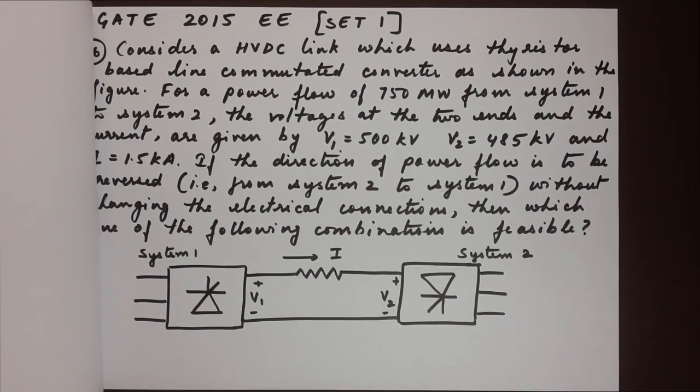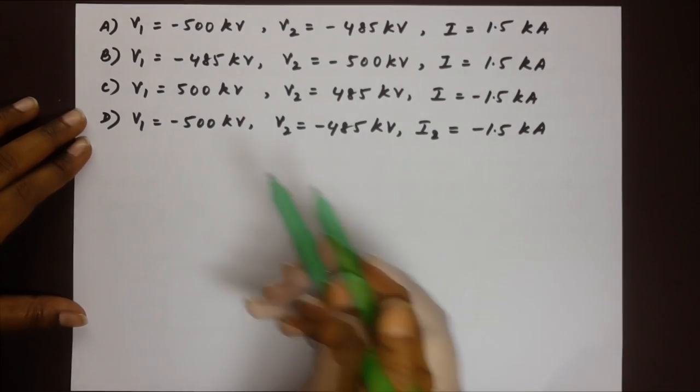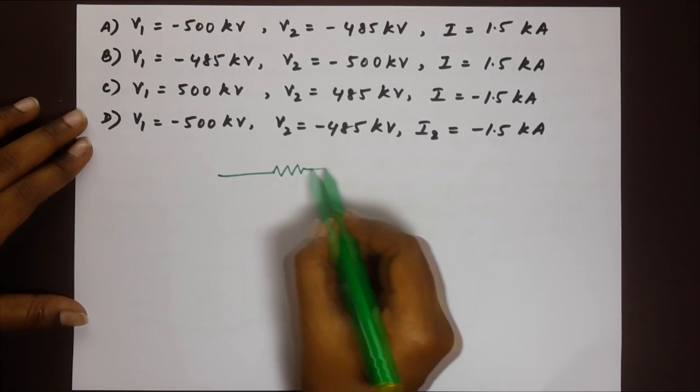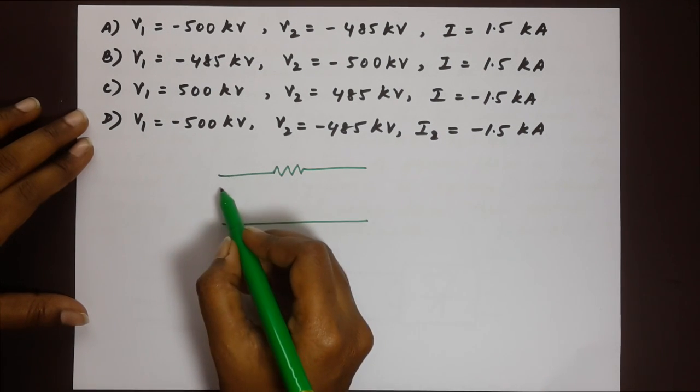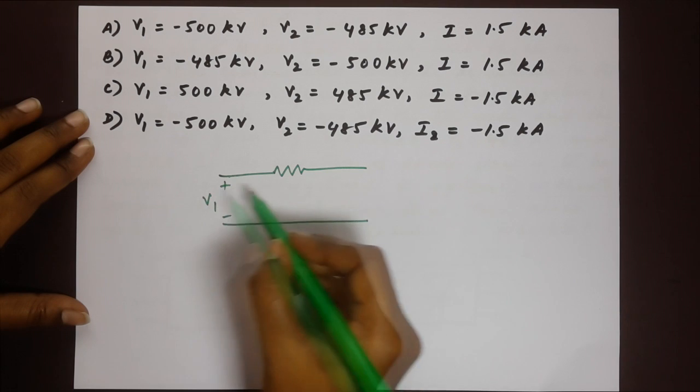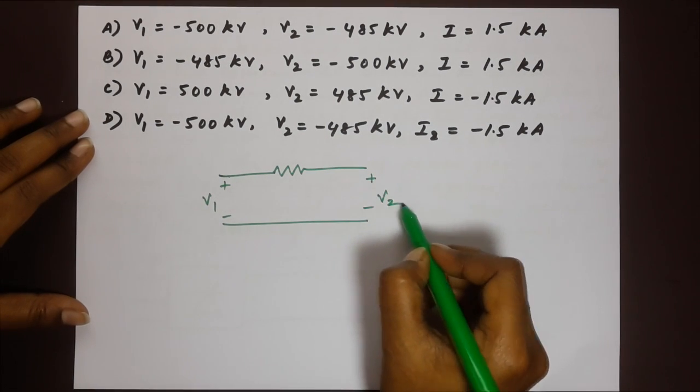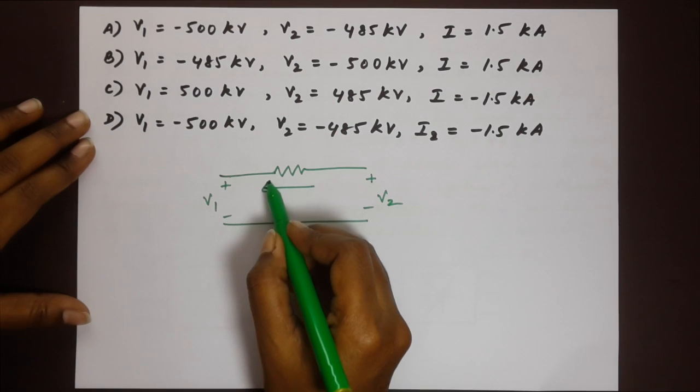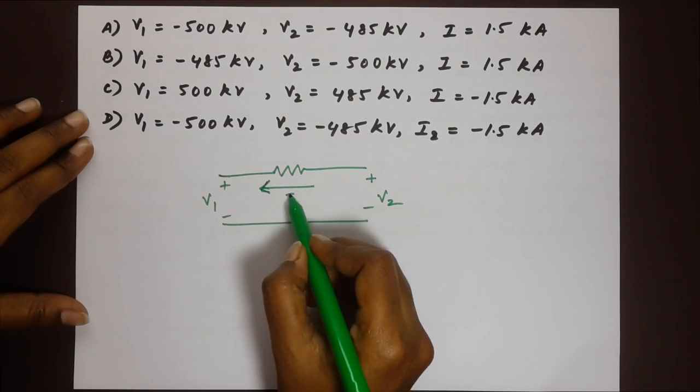Now, if we look at the figure given, we have system 1, system 2, V1 towards system 1 side, V2 towards system 2 side, and the current moving from 1 to 2. Now, the question says, what if the direction of power flow is reversed? So, in that case, here's a very rough diagram. We have our voltages V1, V2, and for the power flow to be reversed, our current is to be reversed as well.